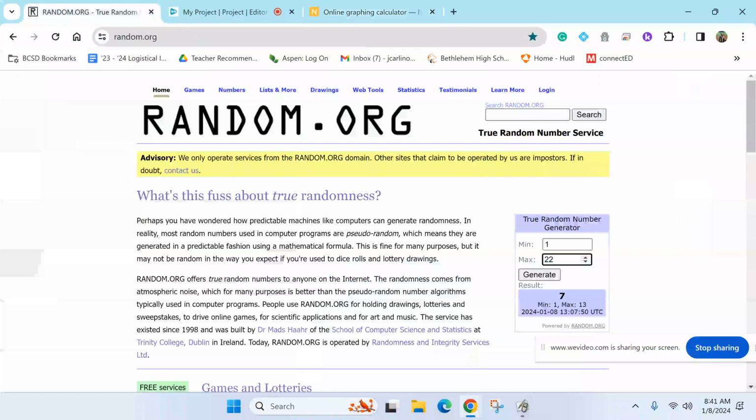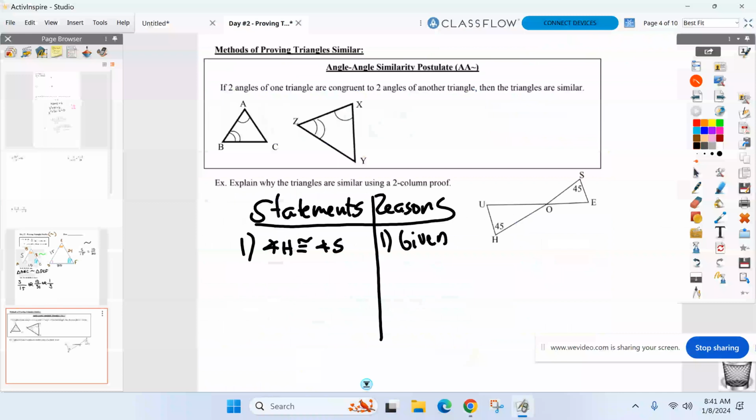I already have 1 pair. Where's the other pair located? Here we go, Zoli. Angle HOU and SOE. Thanks for naming it with 3 letters. Please don't say O congruent to O. Come on. That's garbage. Yes, angle UOH congruent to angle SOE.